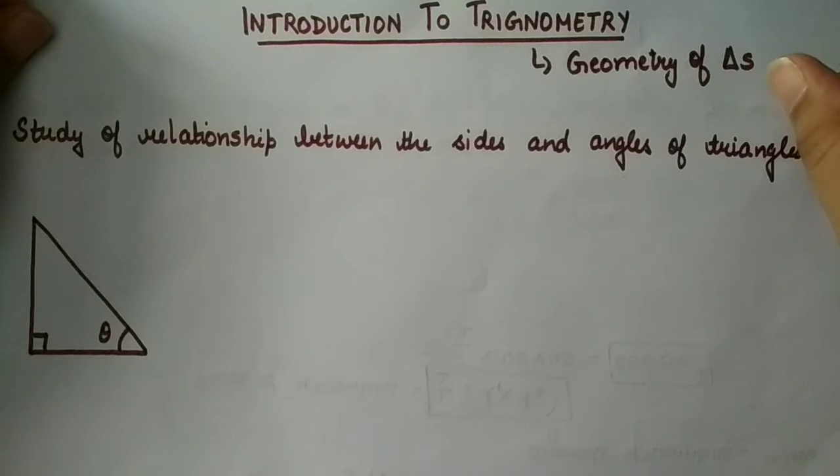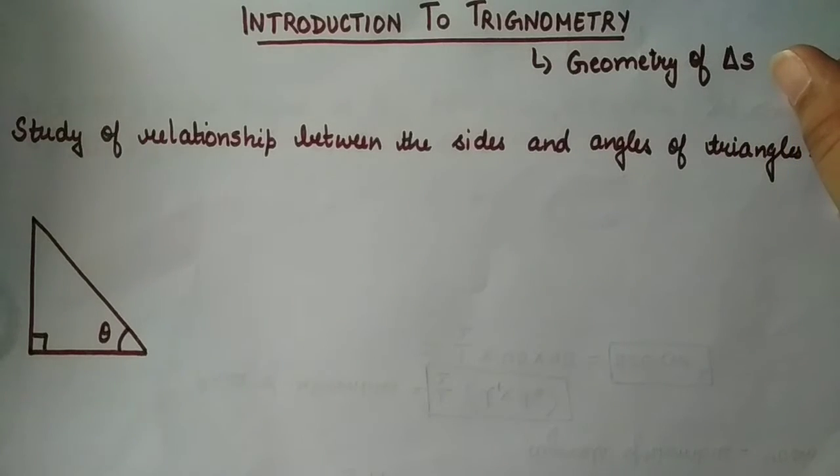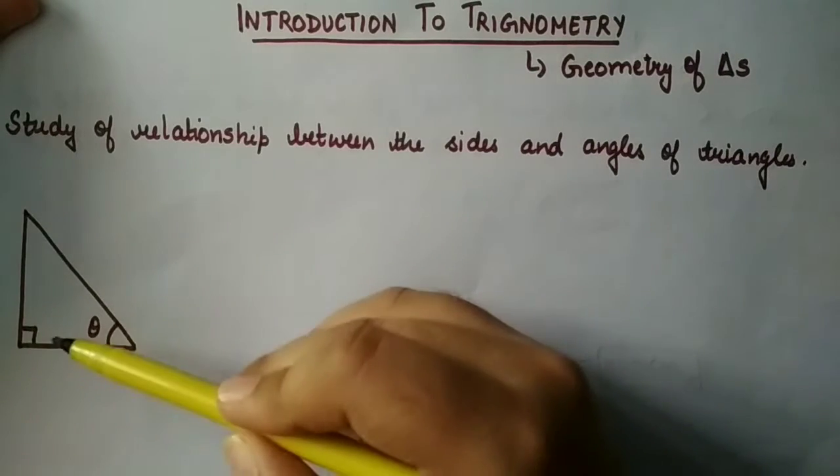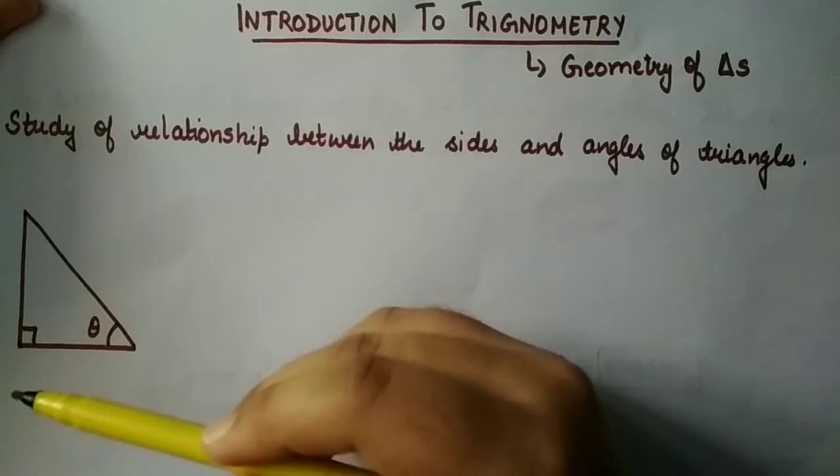You have already studied a lot about triangles in previous chapters. So trigonometric ratios or trigonometry is used in right angle triangles. Trigonometry is basically a relationship between the sides and angles of triangles. It means we use trigonometry or trigonometric ratios to find out the relationship between the sides and the angles of the triangle.